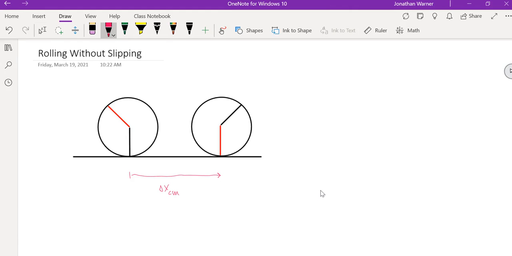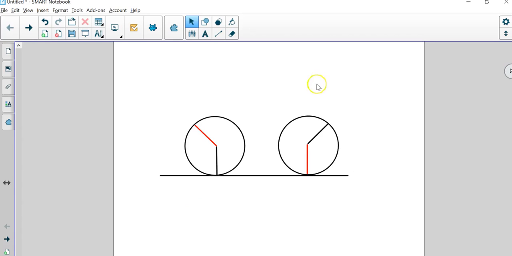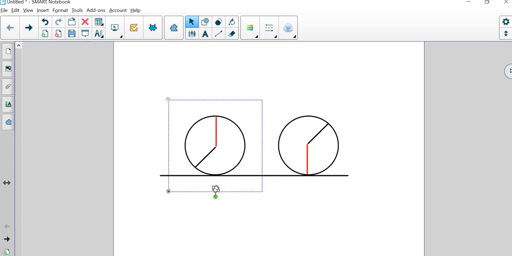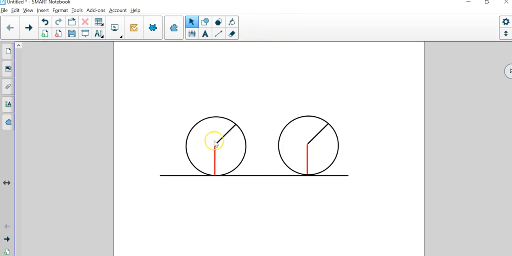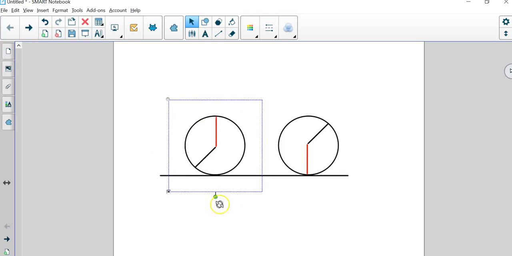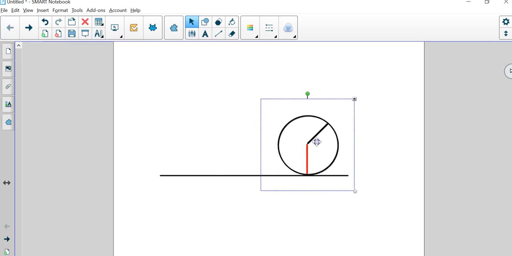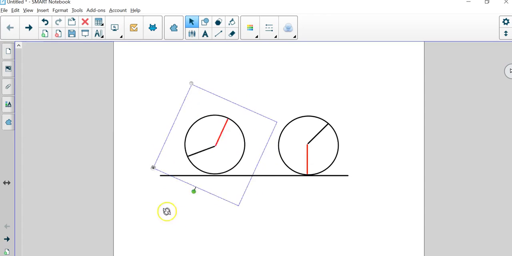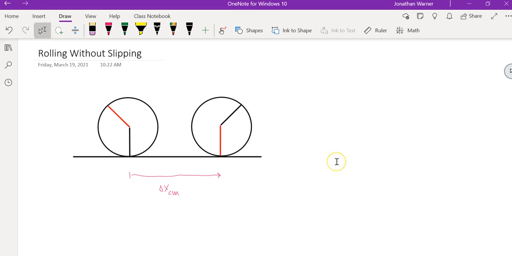The lines here are supposed to show you that this object also rotates. The lines may be hard to recognize, but watch this. Here's the object, and as it translates, it rotates until it gets to this orientation. But it doesn't rotate in place. It translates as it does that and gets over here. That's what this diagram represents. So this thing also rotates through some angle that we'll call delta theta.